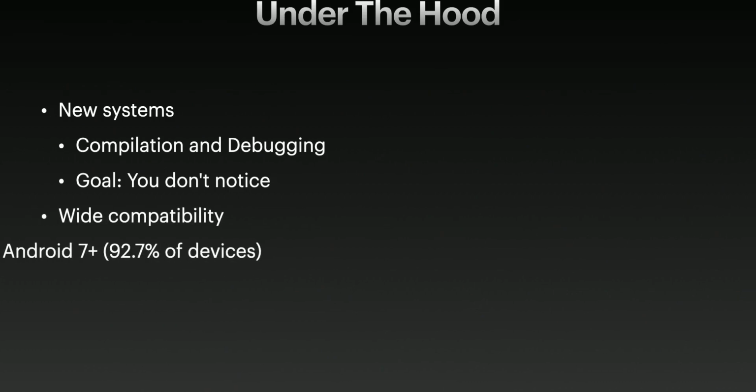Our current device target is Android 7 and higher, which represents, according to Google, 92.7% of in-use devices. So just like any platform, there's always a balance to strike in supported versions versus the effort required. And with Android 7 hitting more than 90%, we're pretty happy with where we're at on that point.